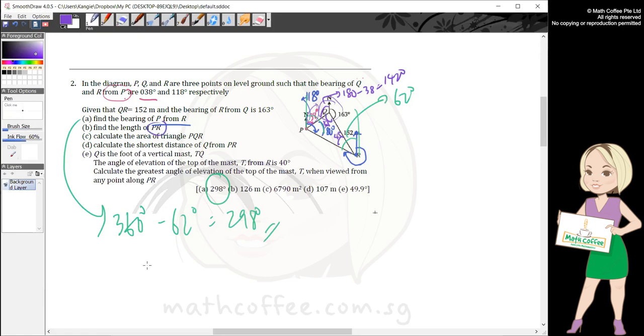So find PR. PR is at the top. The opposite angle, where is it? 152. The opposite one is 80. So sine 80 equals any length that I have. Did I put the correct one or not? PR. Oh, I put it wrongly. What should it be? Shouldn't be 80. See whether anyone catches me. What should the angle be?